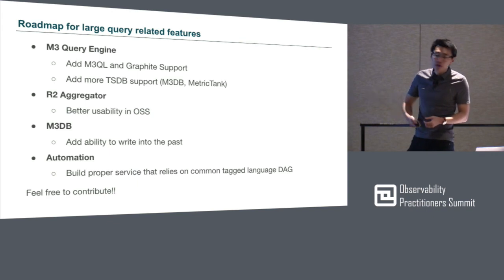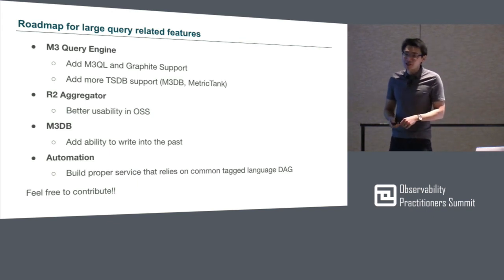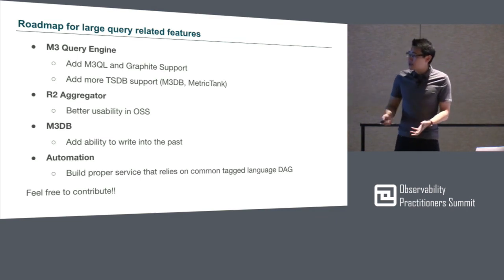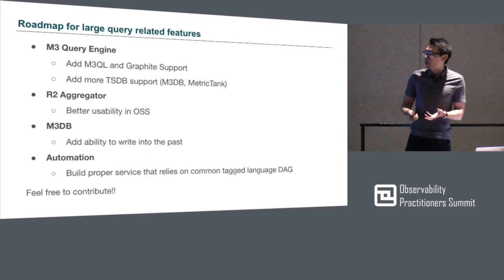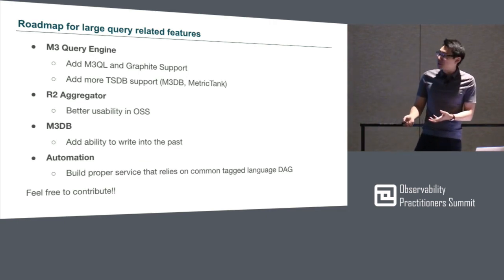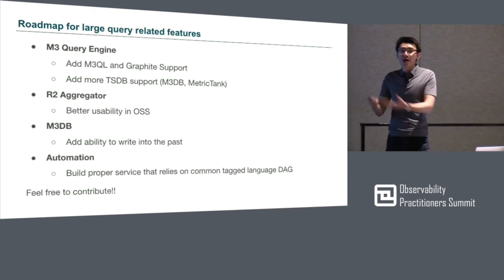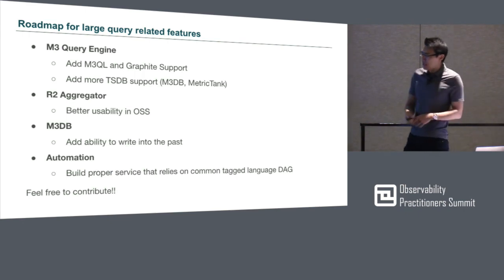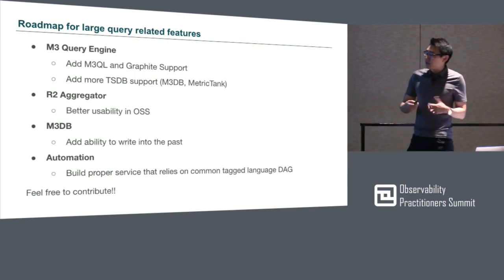The aggregator, all the code is there, it works, it's just not in a great spot for open source. There's not much documentation, so we're going to be working on that. M3DB, our time series database, we're currently working on the ability to write data into the past, and that's going to be a pretty important feature because as you create these rules, you also want to backfill. Because if you can't backfill, you can't get all the data in the past. It's only from that point onwards. So we want to add the ability to backfill data.